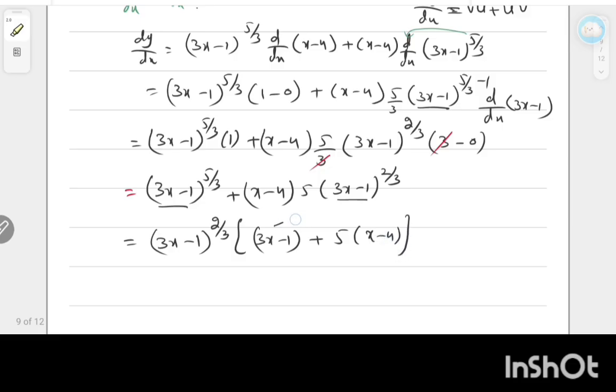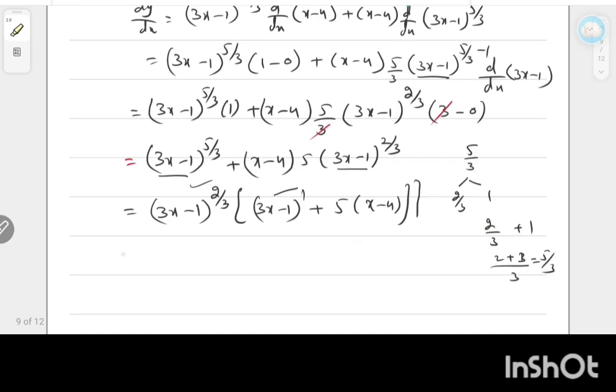How we get this term, I will explain on this side. If we have a power 5 by 3, we can write it in this form. This power 5 by 3 we have to write in two terms, 2 by 3 and 1. If we add these two terms, 2 by 3 plus 1, we get 5 by 3. Hopefully, dear student, you can understand: the power 5 by 3 is split into 2 by 3 and 1. Then 2 by 3 is taken common on the left-hand side, and on the inner side one power remains.